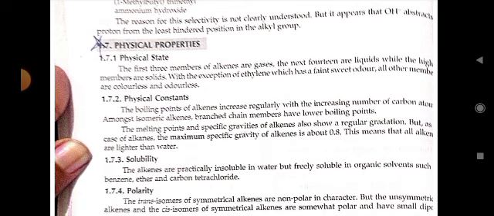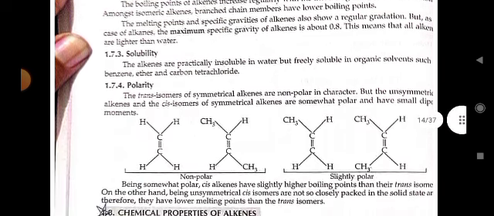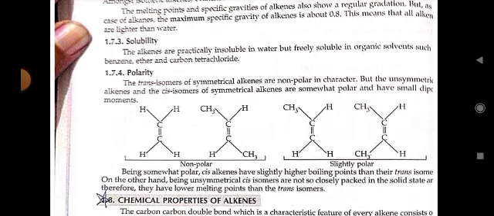The melting points and specific gravities of alkenes also show a regular gradation, but as in the case of alkanes, the maximum specific gravity of alkenes is about 0.8. This means that all alkenes are lighter than water. Solubility. The alkenes are practically insoluble in water but freely soluble in organic solvents such as benzene, ethers, and carbon tetrachloride.